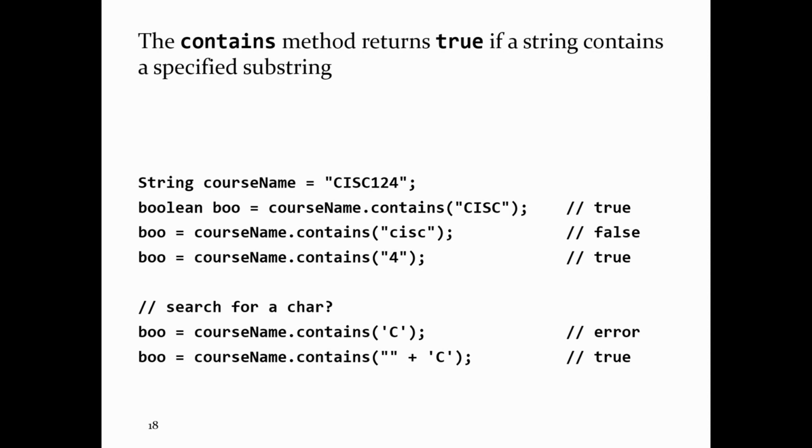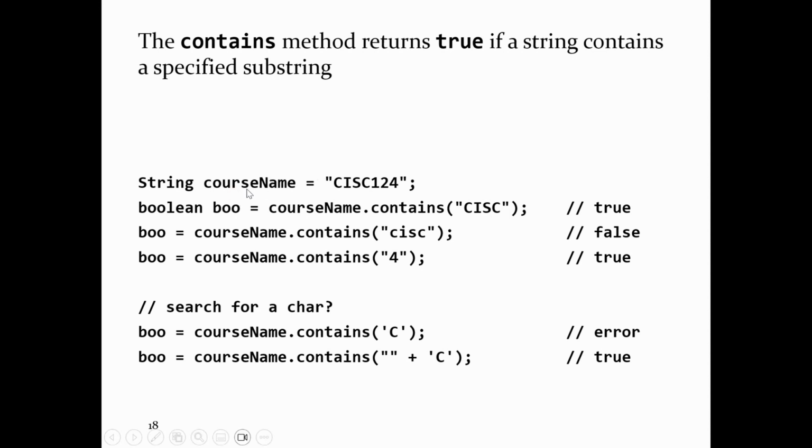In the last lecture we were talking about the string class, and we also saw non-static methods. Remember, when you have a non-static method, you need an object reference to call the method. The method contains, in the string class, searches a string for a substring. It's non-static, so you need a string reference in order to call the method. Here I've got a string variable called course name. Remember, all reference variables in Java are references to objects.